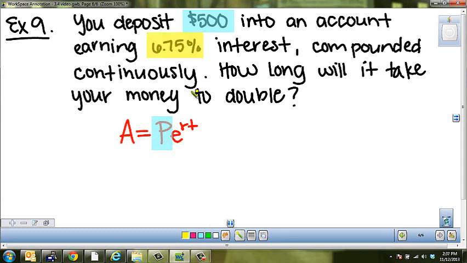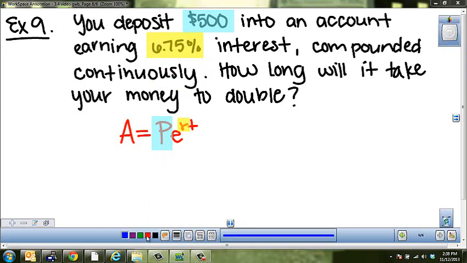My interest rate is 6.75. Don't forget to change this, though, to a decimal from a percent. Remember, percent is out of 100, so divide by 100, or you're just moving your decimal 2 places. So this becomes 0.0675. That's what you're going to input here.